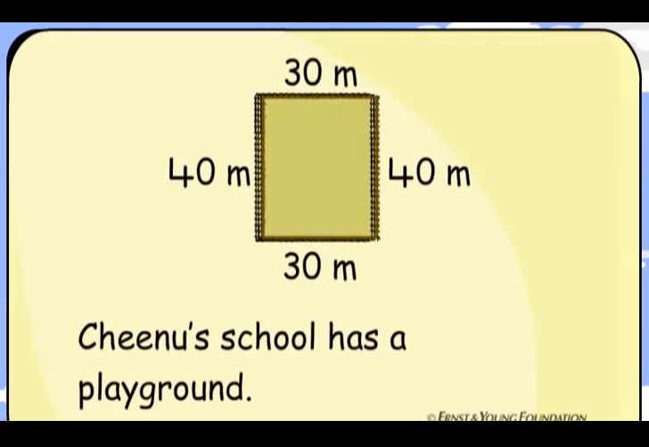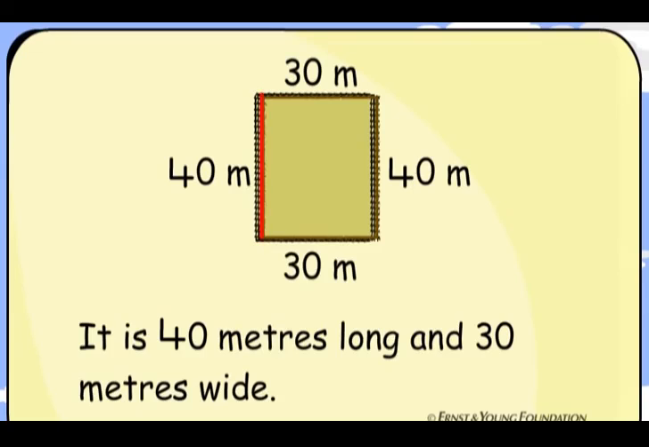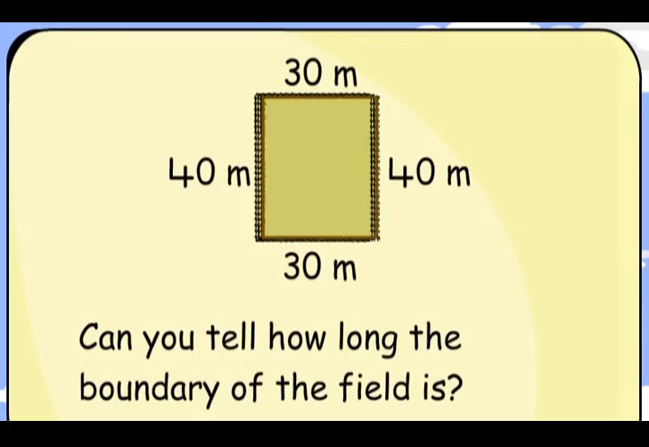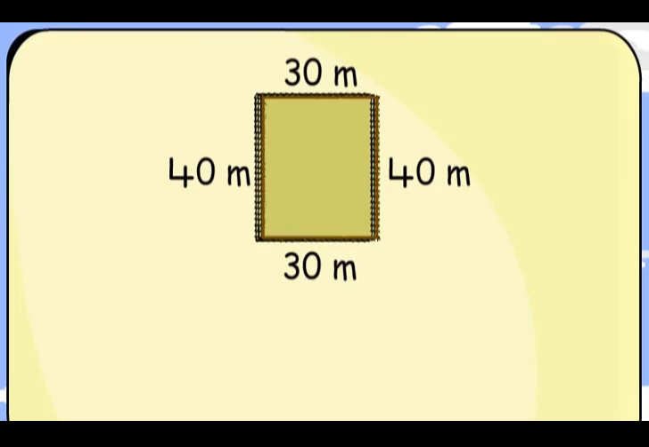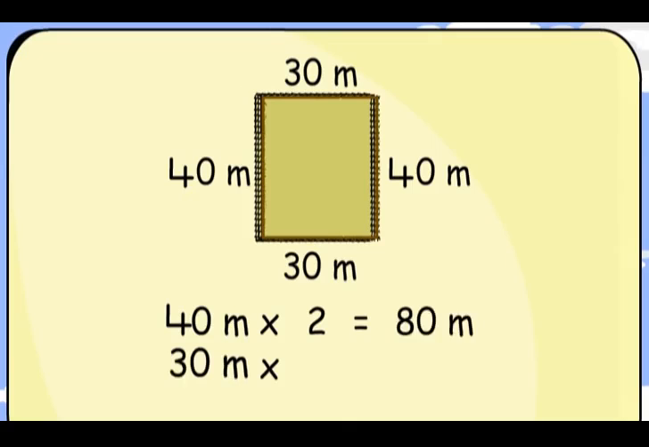Chinu's school has a playground. It is 40 meters long and 30 meters wide. Can you tell how long the boundary of the field is? 40 meters into 2 is equal to 80 meters. 30 meters into 2 is equal to 60 meters. 80 plus 60 is equal to 140. Length of the boundary is 140 meters.